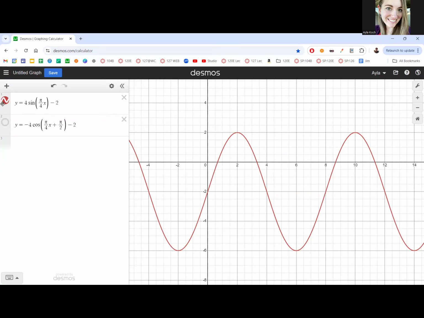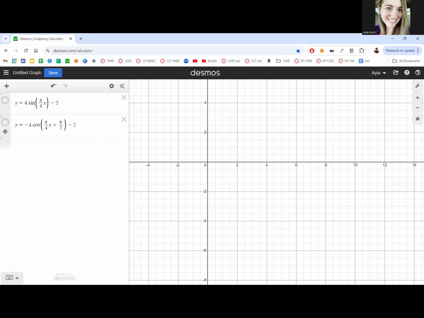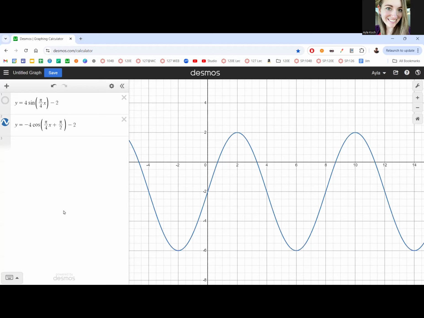Anyway, I have them both written in. Now the bottom one I don't have displayed yet, but if I turn it on, look, it's the same function. If I turn off both of them and then just turn on the bottom one, and then the top one, it's the same. They look very different, but they represent the same function. How cool, huh?